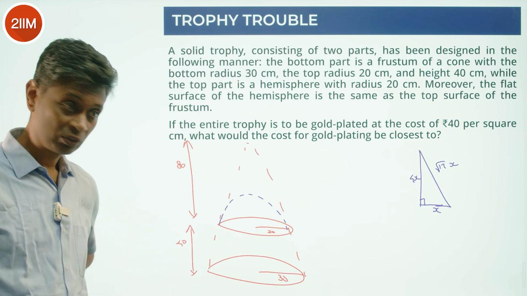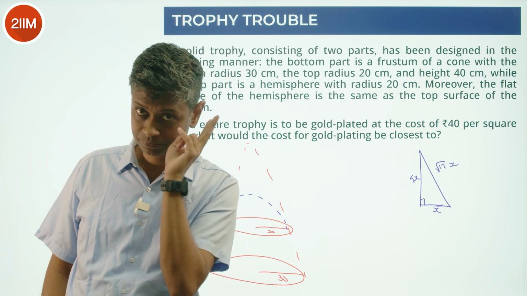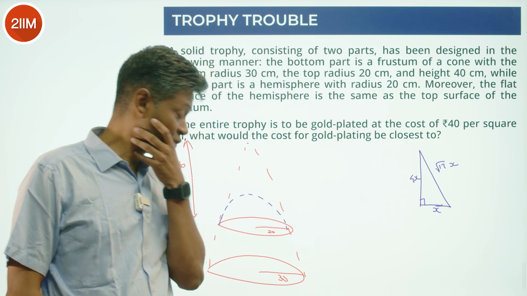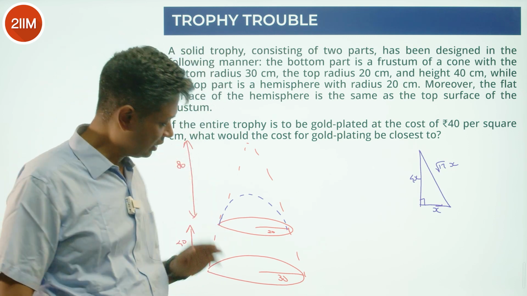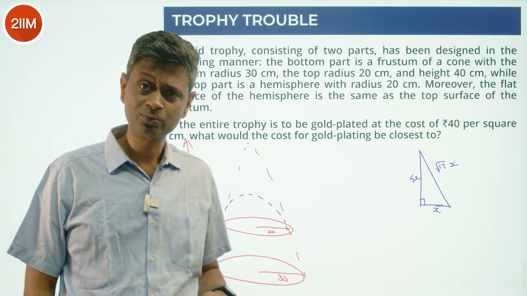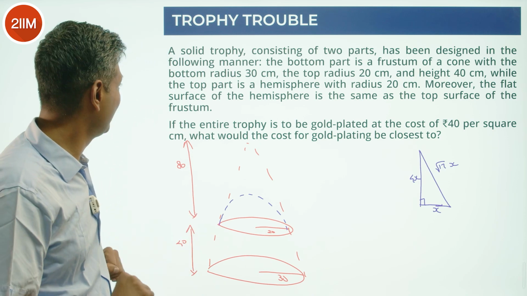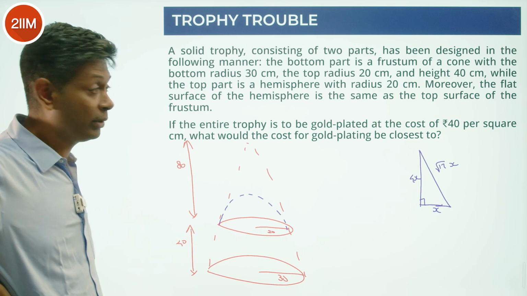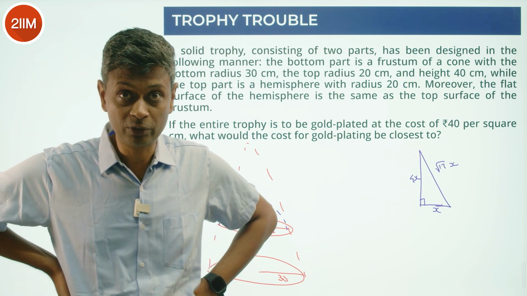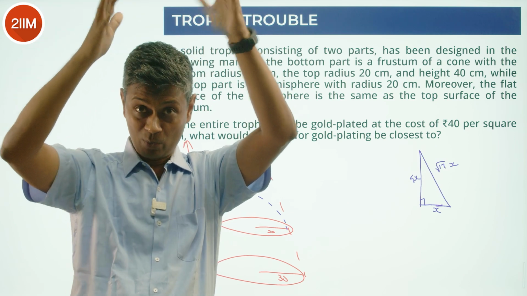Just thinking, I know that I have to paint this surface of the hemisphere, 2 pi r square. I've got that. I'm just thinking whether I'm obligated to paint the bottom of this trophy. I'm going to read this again. The flat surface of the hemisphere is same as the top surface. The entire trophy is to be gold-plated. They're making it very clear. Entire trophy. So if you lift it and look at it from below, it will not be gold-plated. I want that also to be gold-plated.